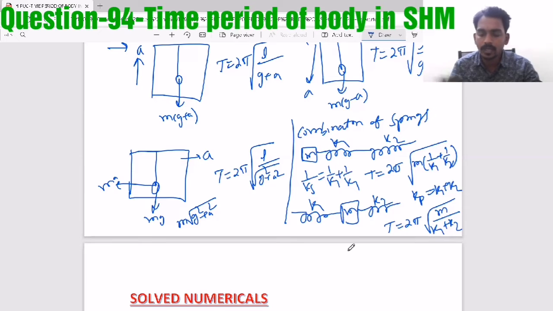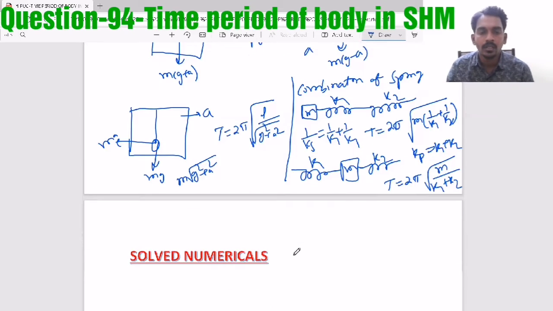Sometimes they give little higher level questions. When you consider any system, they can ask the time period. Then according to the given situation, first you have to find what the restoring force is in that system when you displace the body from the equilibrium position. And you have to show that that force is proportional to minus x. Then you have to bring it in the form a equal to minus omega square x, and then you will get the omega value. Then you can find out the time period.